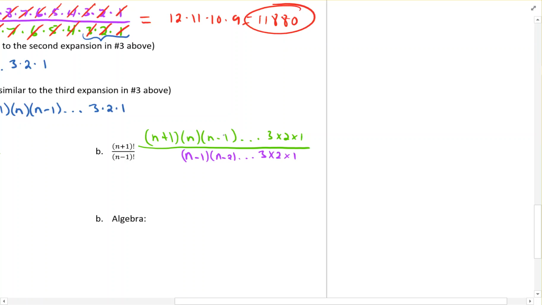Well, you can see on the top here, we've got n minus 1 and n minus 1. This is really the same thing, right? Up top here in the green, n minus 1. The next one would be n minus 2, and then down to 3 times 2 times 1. So everything on the top from here on cancels with everything on the bottom from there on. So what we're left with is n plus 1 times n. If you expand that n into that one, this would just end up as n squared plus n.